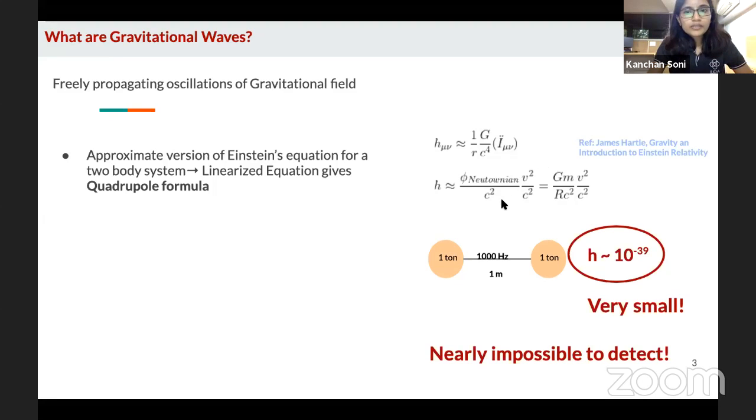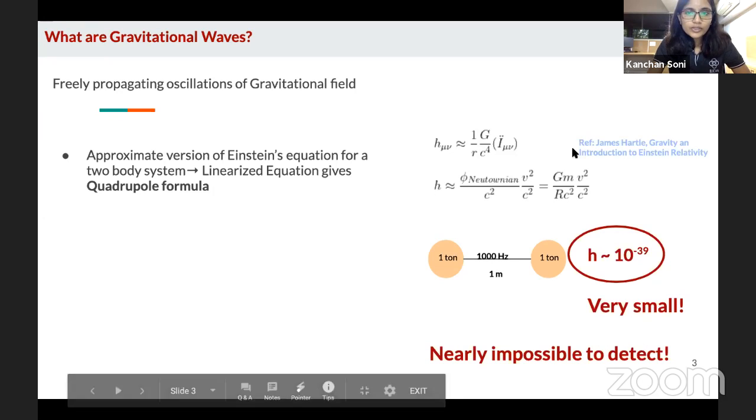Now, in the Newtonian limit, if we try to approximate this equation, we can obtain a simpler equation where phi is the potential of the system and v is the velocity of the source. And if phi Newtonian is given as GM over r, we can obtain the gravitational wave signal as GM over r c square, times v square by c square.